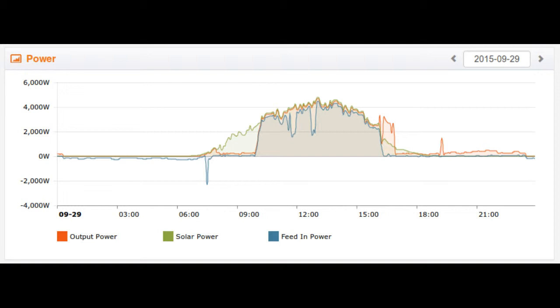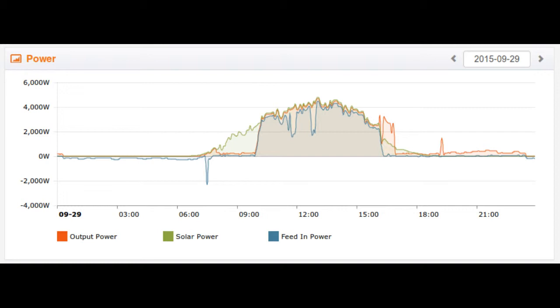You can see at about 10 o'clock ish, suddenly the red line and the blue line shoot up to meet the green line. Now this is because the battery is now full, and so all the solar energy from the panels is being converted to AC by the inverter, and pretty much most of it is being fed back to the grid. So the lines all follow each other all the way through.